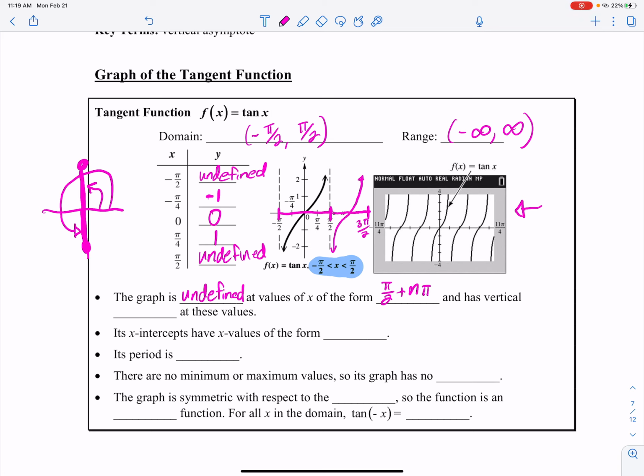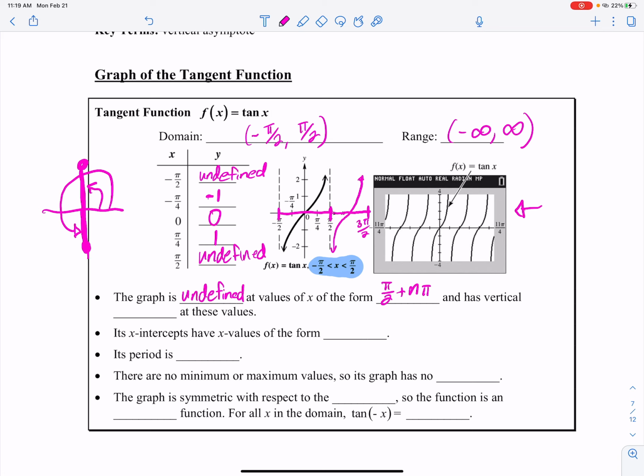It's undefined at over 2, right? And then I know when I add a pi, it hits another over 2. Think about our circle right here. Pi over 2 is right up above, right? If I want to get to the other over 2, I have to go halfway around. What is halfway around the circle in radians? Pi, right? So if I'm here and I want to get to the other over 2 where it's undefined again, I would add pi. So this becomes 3 pi over 2.